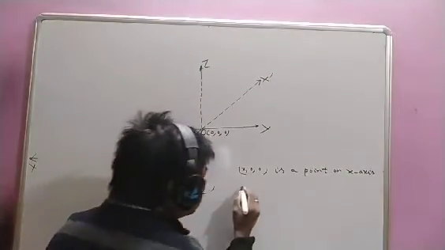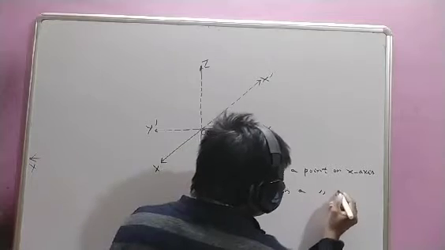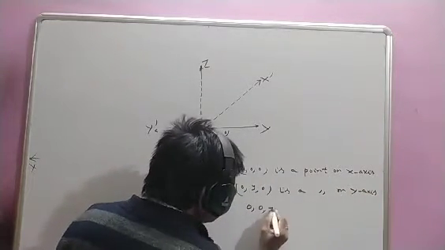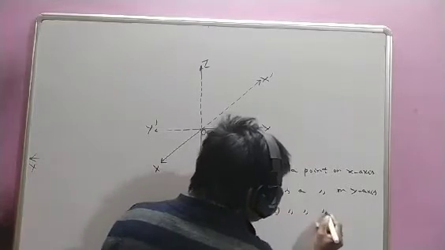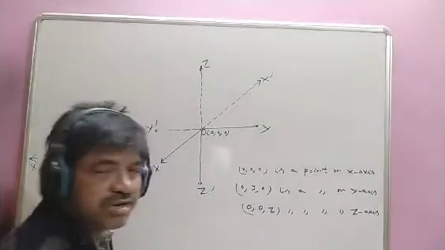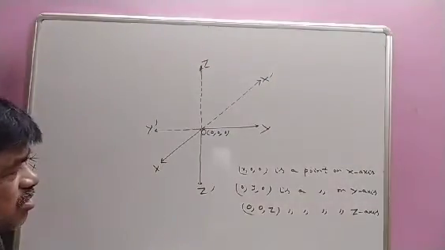Okay, similarly you can say (0, y, 0) is a point on which axis? On the y-axis. Next, (0, 0, z) is a point on which axis? The z-axis. On the z-axis you have only the z coordinate, the x and y coordinates are 0. Everyone clear, not clear? Hello my dear students.